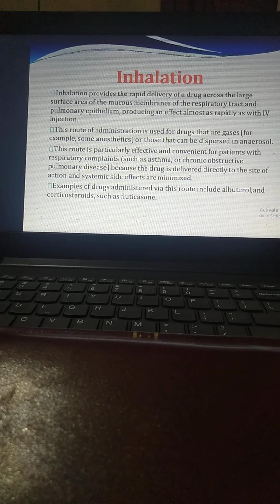This route is particularly effective and convenient for patients with respiratory complaints such as asthma and chronic obstructive pulmonary disease, that's called COPD, because the drug is delivered directly to the site of action and systemic side effects are minimized. So the effector site is the lungs in COPD or in asthma. Examples of drugs administered via this route include albuterol and corticosteroids such as fluticasone. So these steroids are given.